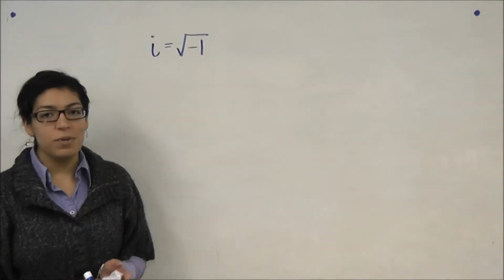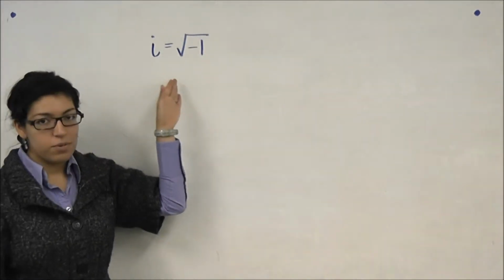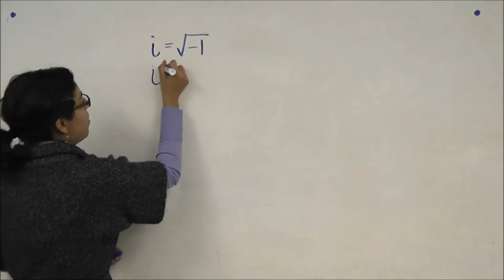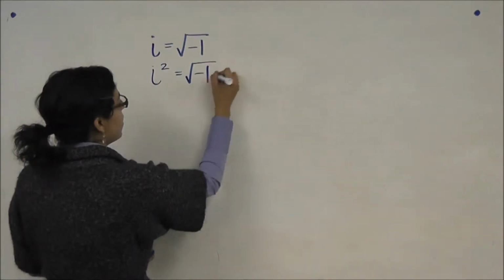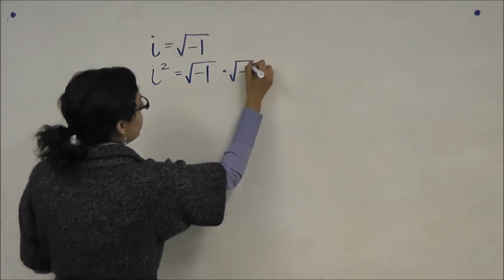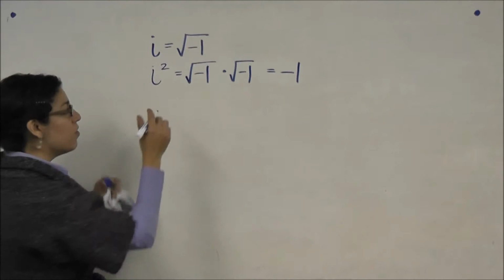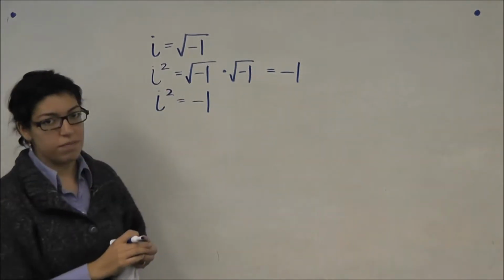All right, so as we've determined, the imaginary number i is equal to the square root of -1. If that is true, then if I were to square i, that's like me taking the square root of -1 times the square root of -1, which would just be equal to -1. So we can remember i squared is simply equal to -1.